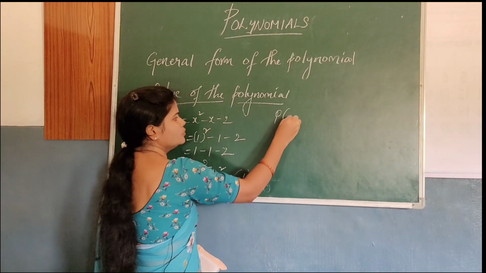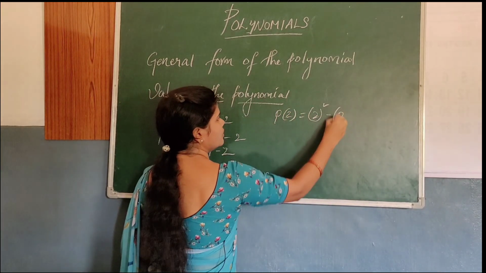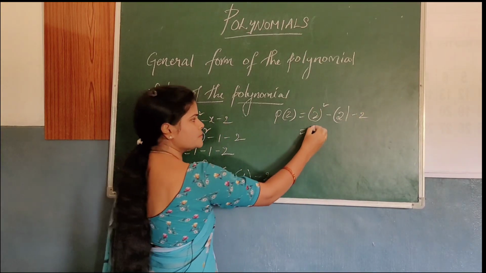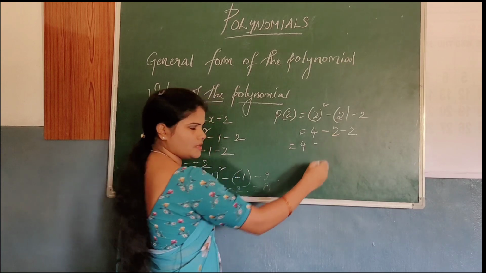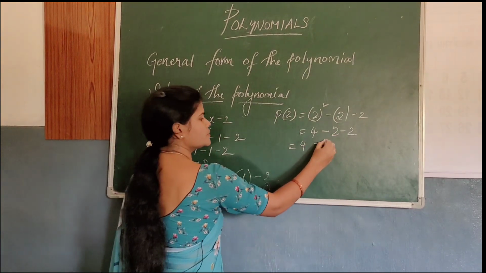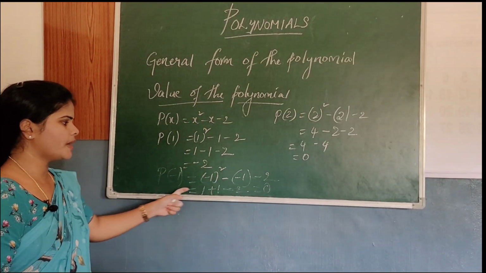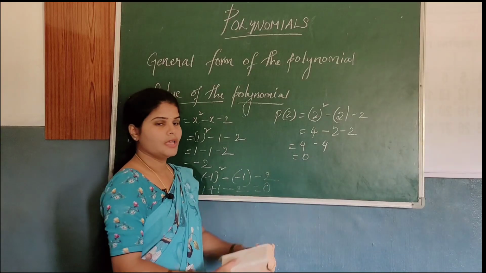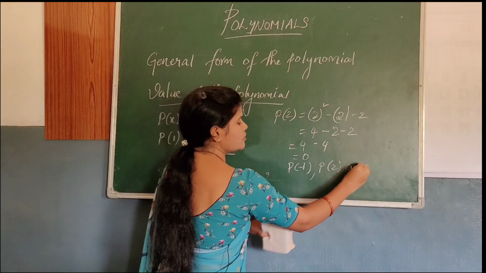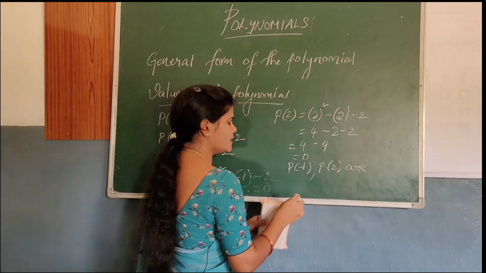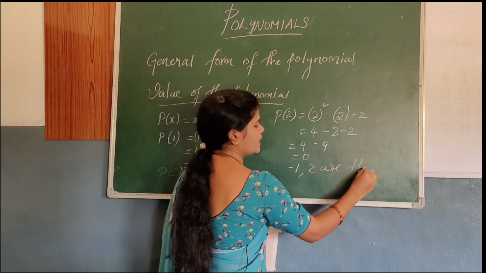If I take p of 2 in the place of x, 2 square minus 2 minus 2. 2 square is 4, minus 2 minus 2. Minus of minus becomes plus, so 2 minus 2 becomes 4, 4 minus 4 equals 0. Since for p of 1 I got the value minus 2, p of minus 1 I got 0, and p of 2 I got 0, therefore p of minus 1 and p of 2 are called the zeros of the polynomial, or we can also write that minus 1 comma 2 are the zeros of the polynomial.